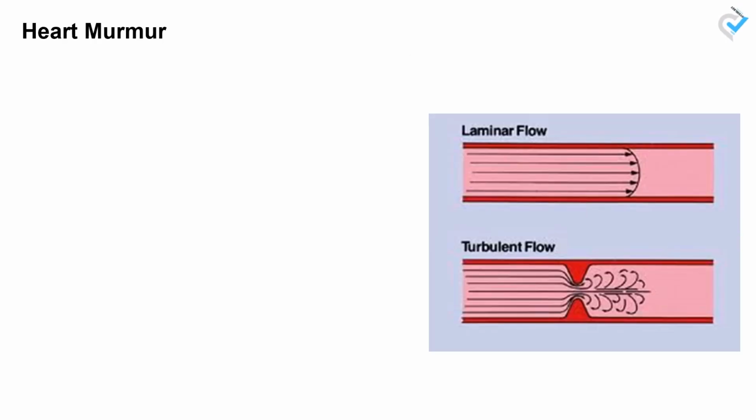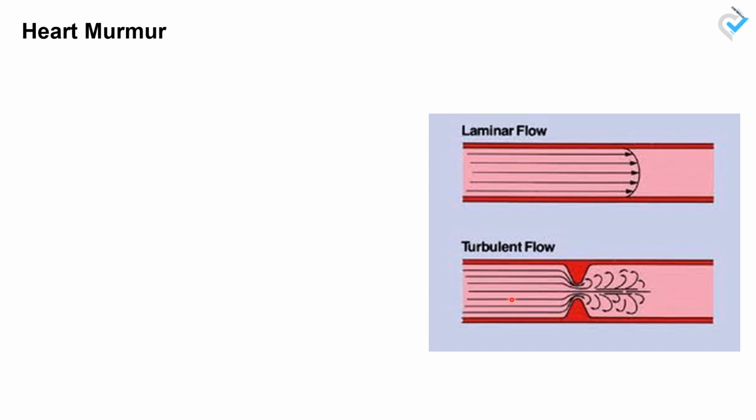This picture shows two types of blood flow, the laminar flow and the turbulent flow. Normally the blood flow inside the blood vessel is smooth, and we call that laminar flow. Inside our heart also the blood flow is laminar. If the blood flow gets turbulent, that causes a sound. Laminar flow doesn't produce any sound, but once the blood flow gets turbulent like that, that will result in a sound.